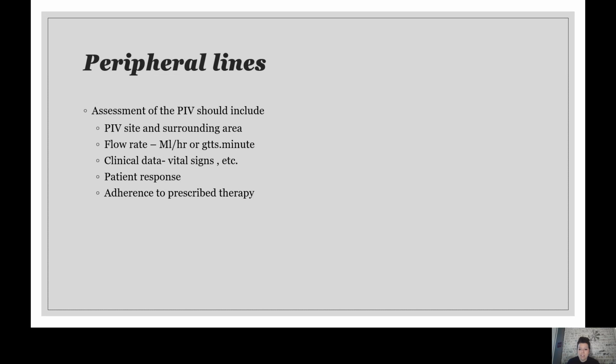So we're going to look at that insertion site and we're going to look at all the area surrounding it. We are looking for redness, drainage, swelling, tenderness, all of those things. We're also looking at our pump. Is the flow rate running as prescribed or is it not dripping? A family member may have turned off the pump because it was beeping and didn't tell you. So every time that you go into your patient's room, you need to glance and make sure that that flow rate is what it should be.